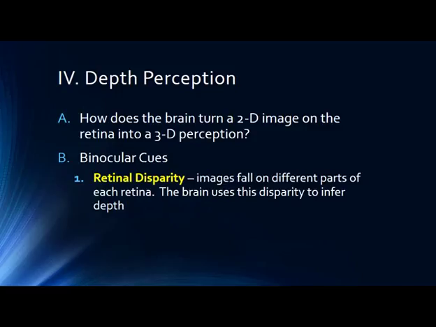The first of these is what we call binocular cues, and they're called binocular cues because they require the use of both eyes. The primary way most of us see in depth is through a process called retinal disparity, or what's oftentimes called binocular disparity. And what happens is images fall on different parts of each retina, and the brain uses that disparity, that difference between the two retinas, to determine how close or far away something is. So our visual cortex is developed such that we can use that information as a way in which to determine depth.